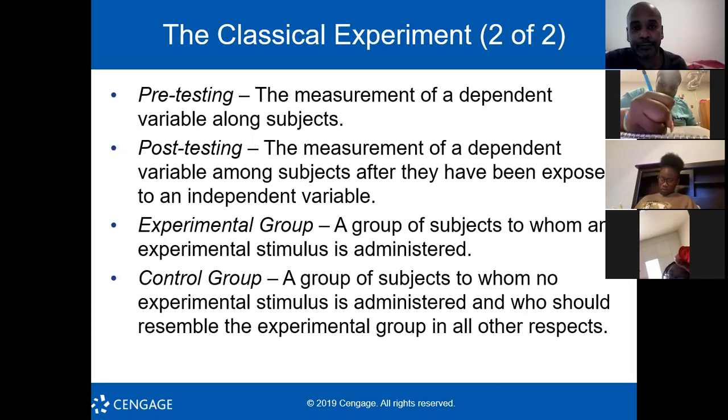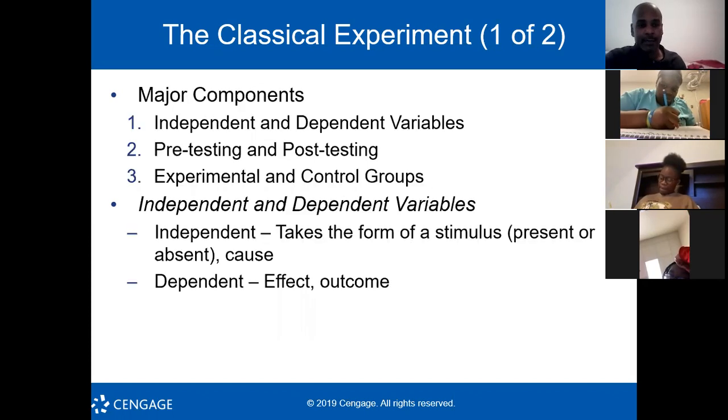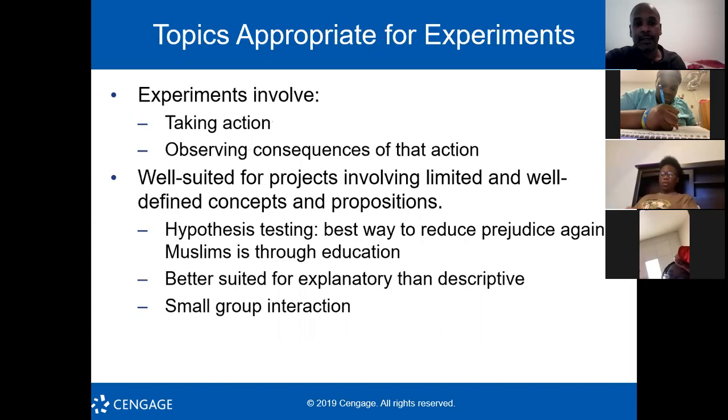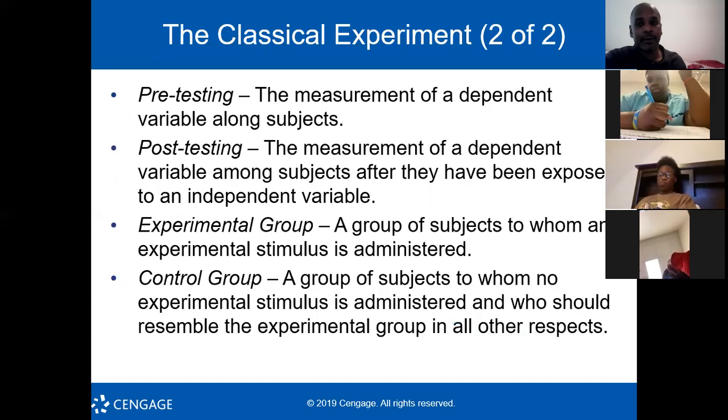Pre-testing. This is the measurement of the dependent variable along subjects. And again, keep in mind what we mean by the dependent variable that precedes the effect or outcome. An example that we gave, prejudice is a dependent variable. Write these things down: your level of prejudice is dependent upon your level of education.